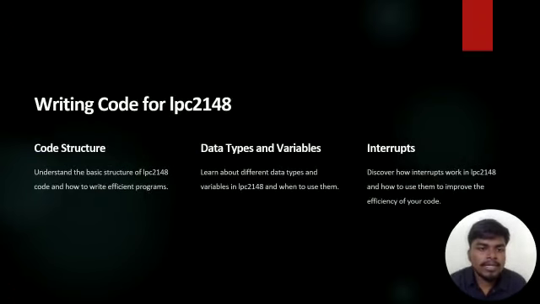Now, writing code for the LPC2148. There are three steps. The first step is code structure, the second step is data types and variables, and the last one is interrupts. In code structure, we understand the basic structure of LPC2148 code and how to write an efficient program. Second, data types and variables: learn about the different data types and variables in LPC2148 and when to use them. Interrupts: discover how interrupts work in LPC2148, and how they improve the efficiency of user code.